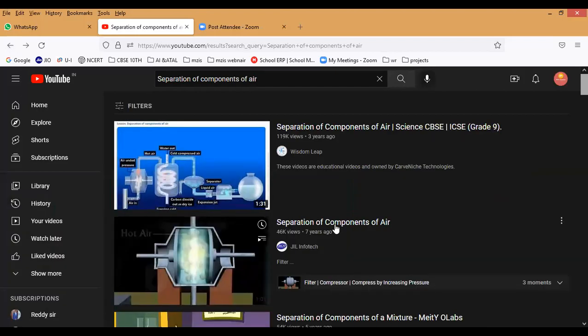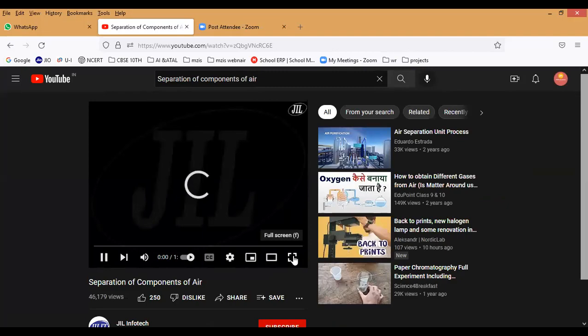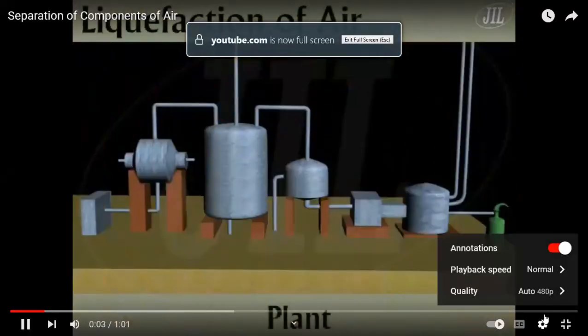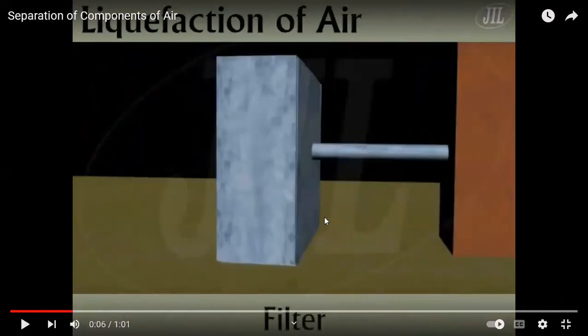So who is having the high boiling point? Oxygen. The low boiling point is nitrogen.